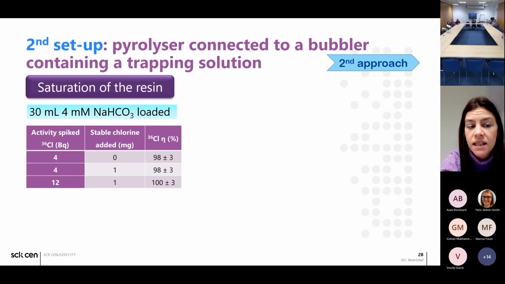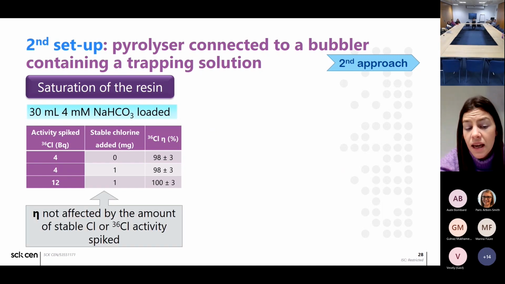As well, we tested the saturation of the resin. For this experiment, we tested two different activities of chlorine-36. And as well, we wanted to see the difference on the chemical recovery while adding stable chlorine or avoiding to add it. But we could see that the chemical recovery was not affected by the amount of stable chlorine or the chlorine-36 activity spike.